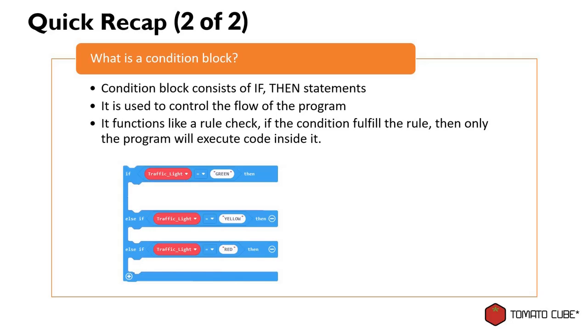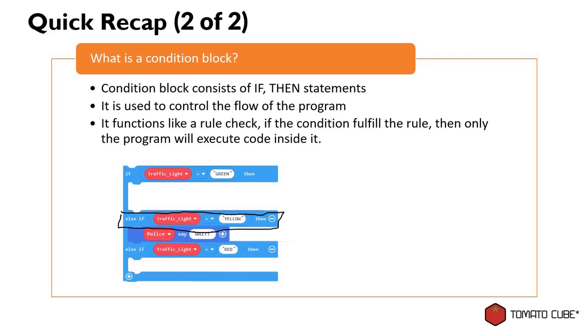So let's take this one as an example. It checks first, what is the traffic light? Is it equal to green? If it's equal to green, then only it will run the code inside it, which is asking the police to say go, and then set the driver acceleration to -100. And if the traffic light is not green, then it will go to the second statement to check, is the traffic light equal to yellow? If the traffic light is equal to yellow, then it will ask the police to say wait.